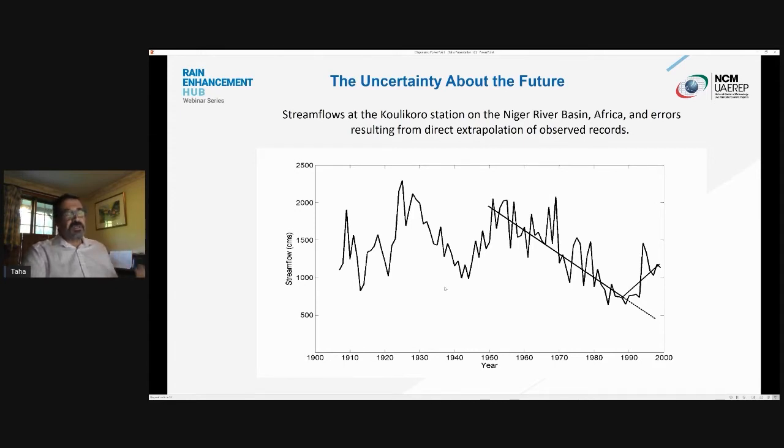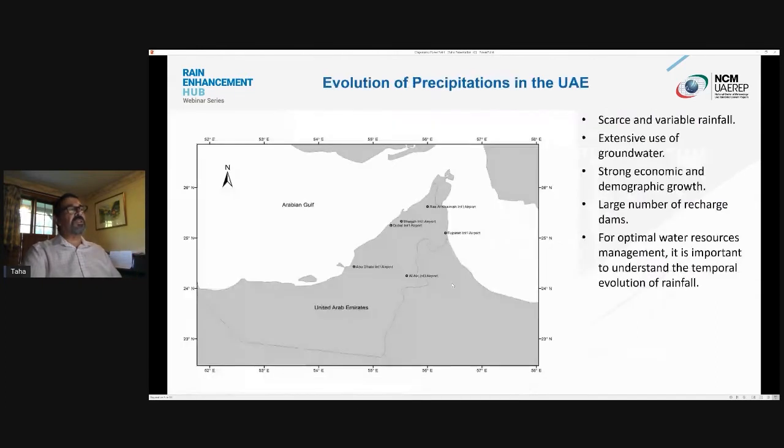Some of these indices have a multi-decadal signal. So the fluctuations might last for several decades. That's why I'm saying that we need to be careful when we try to separate climate change and climate variability signals. So let's look at what's happening with precipitation in the UAE.